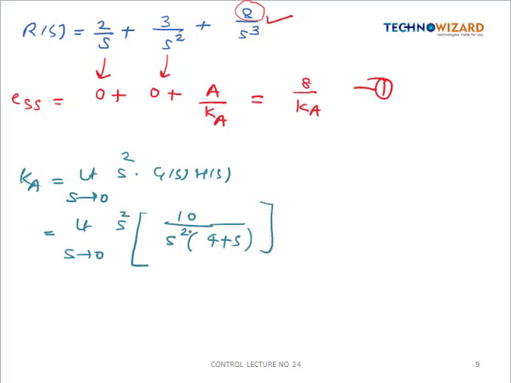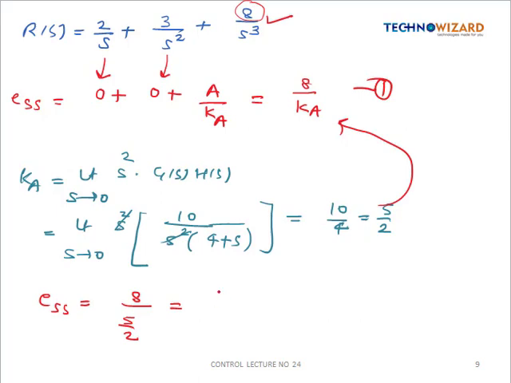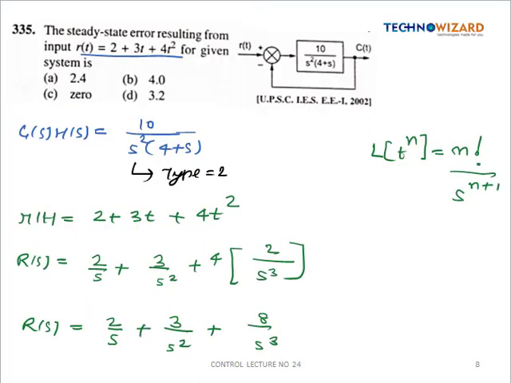Now s² will get cancelled out. If we substitute s = 0, we get 10/4, which is equal to 5/2. Now if we substitute this value in the equation, we get the steady state error as 8/(5/2), which is equal to 16/5, which is equal to 3.2. So this is the steady state error. 3.2 is option D, the right answer.